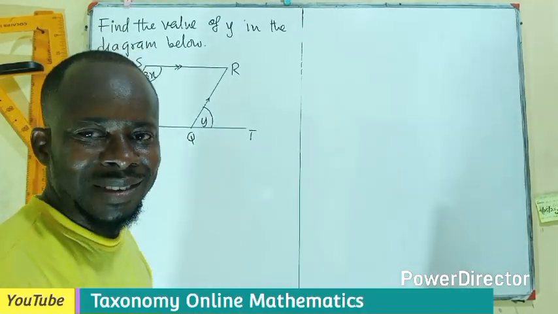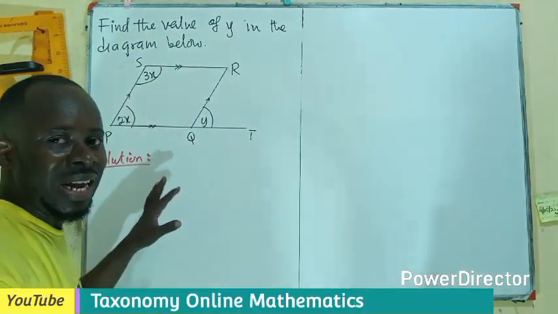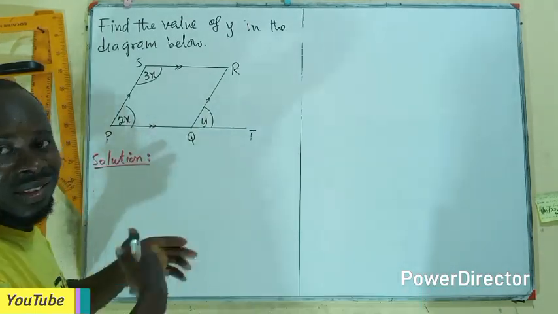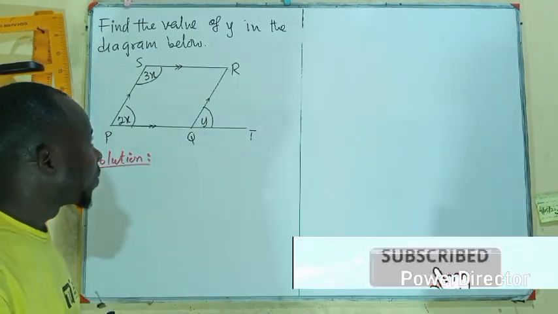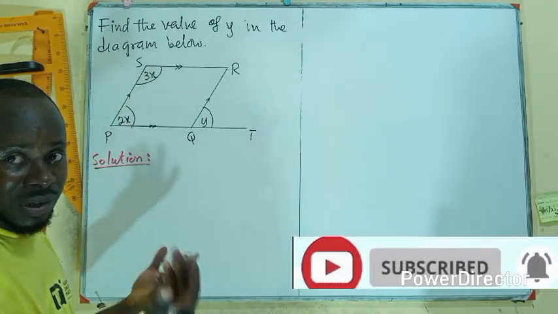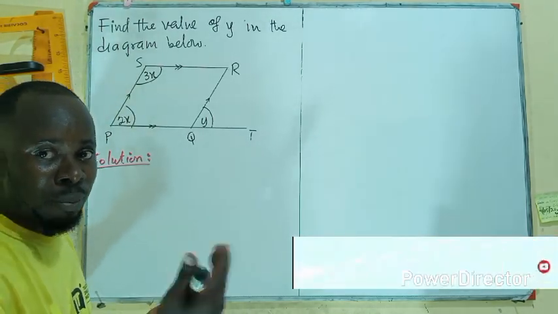Hello, welcome. Let's provide an answer to this question under geometry. We have to find the value of y here, which is an exterior angle to the figure. If you look at it carefully, we can say that this is a parallelogram. So the properties of a parallelogram can also be applied.